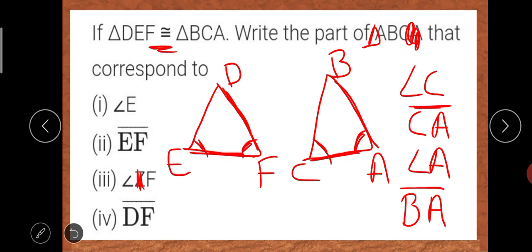So in this way we have completed our exercise 7.1.